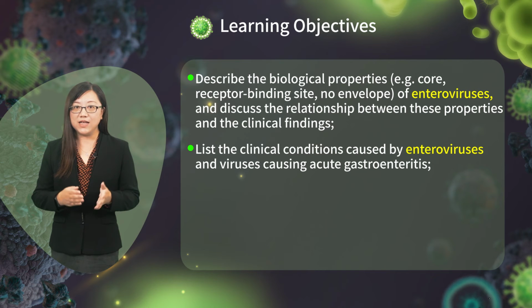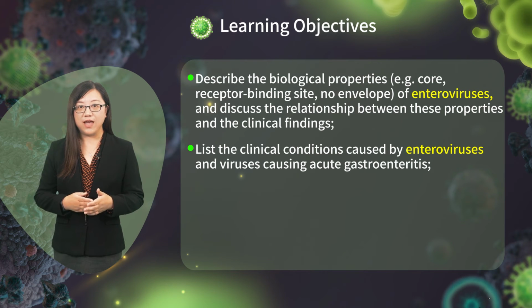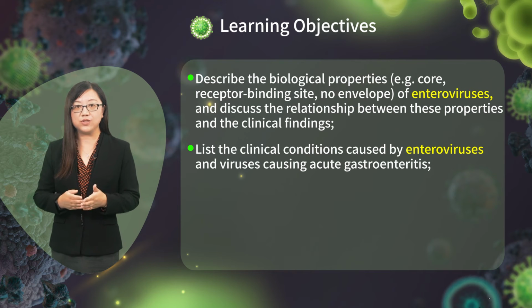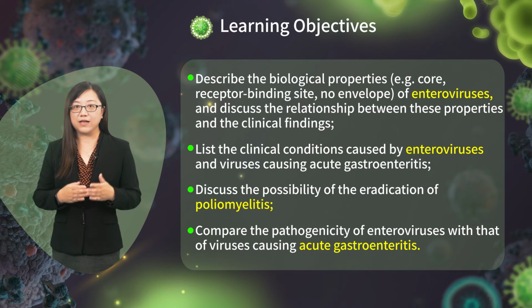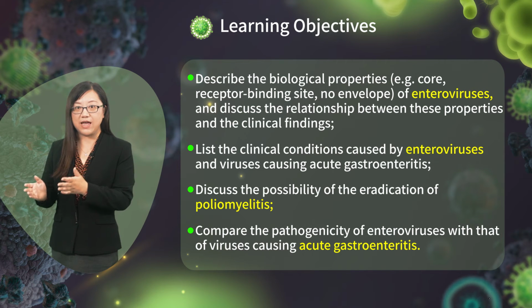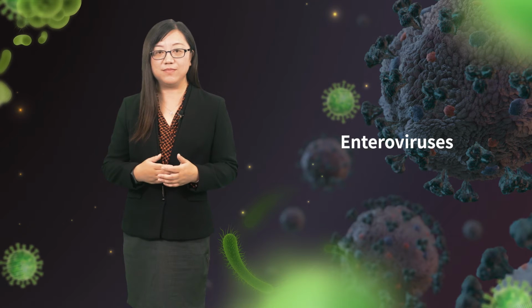2. List the clinical conditions caused by enteroviruses and viruses causing acute gastroenteritis. 3. Discuss the possibility of eradication of poliomyelitis. 4. Compare the pathogenicity of enteroviruses with that of viruses causing acute gastroenteritis. Let's start from enteroviruses.